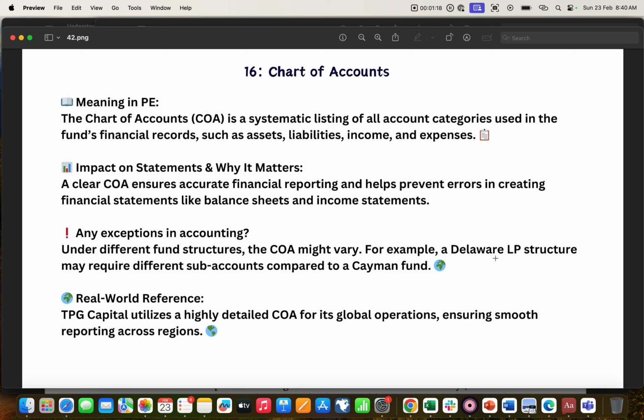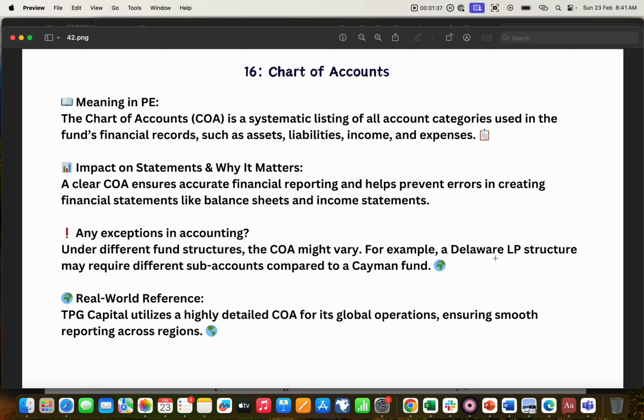So, impact on the statements. How does it impact the statements? Let's go through it. Accurate financial reporting means no missing numbers, no mismatched transactions, and no duplicates of the transactions.